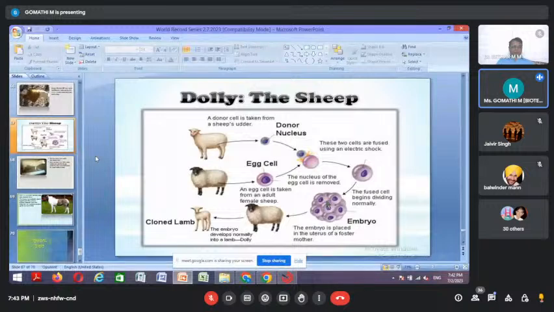From one sheep, a nucleus or DNA is taken. From another sheep, an egg is taken, and these two were given to a surrogate mother or foster mother, where it produces the cloned lamb, which is named Dolly.